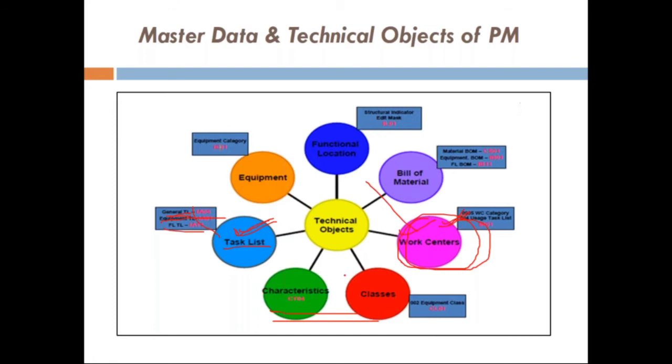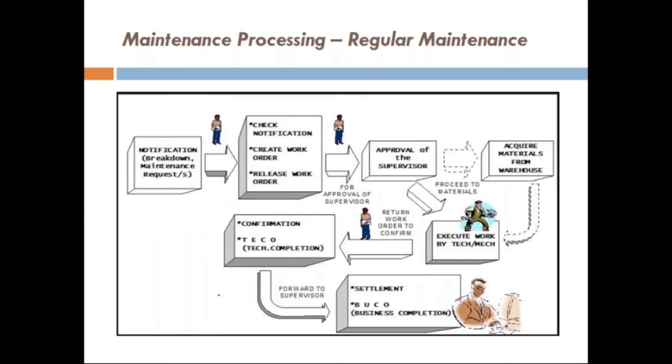Okay, so classification is basically like grouping. In your company, let's say you have a lot of equipments, how do you group them based on certain criteria? Like let's say I want to group all the diesel generators, I want to group all the pumps. So how that classification works in the system, we will understand. So this is master data. Okay, once master data is done, we will move on to the business processes.